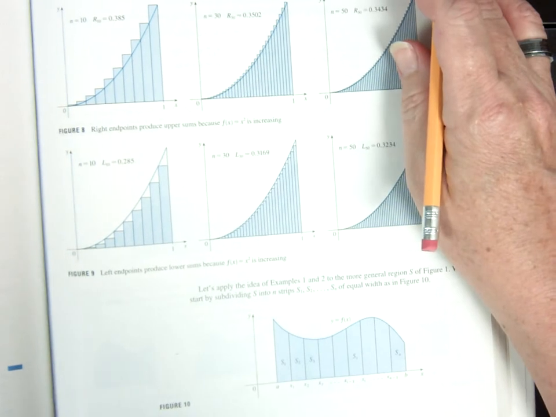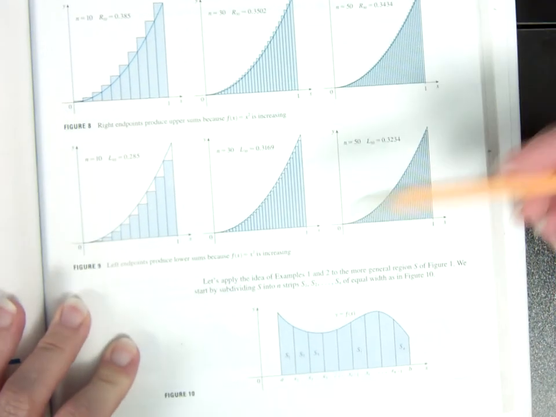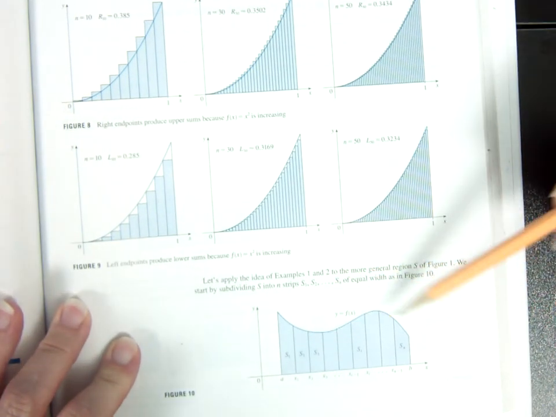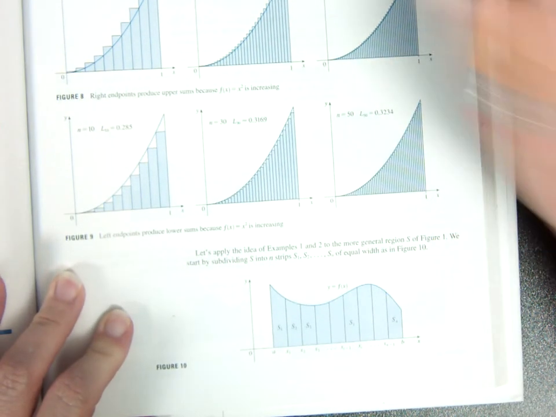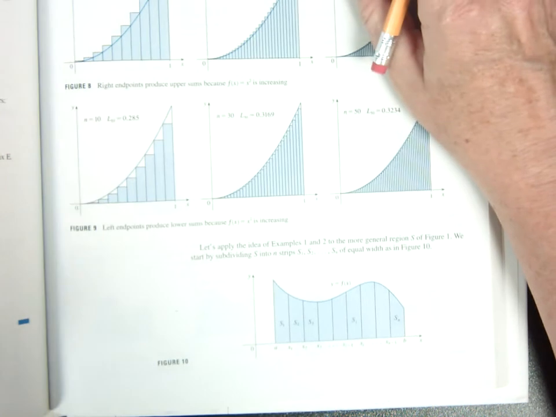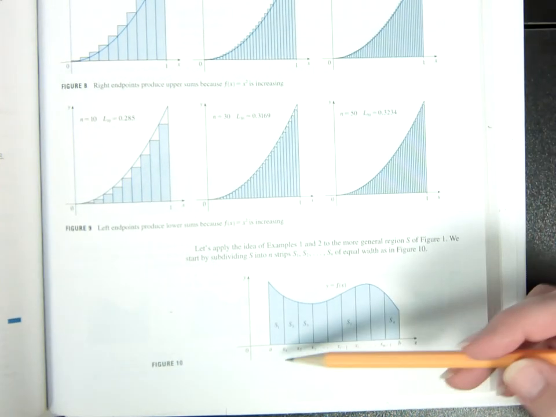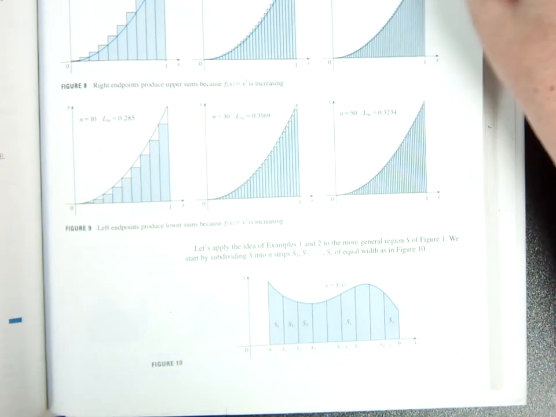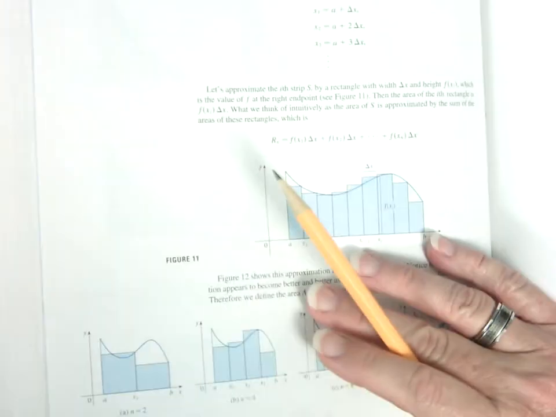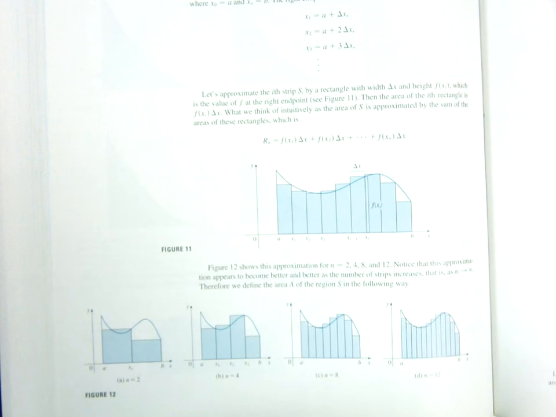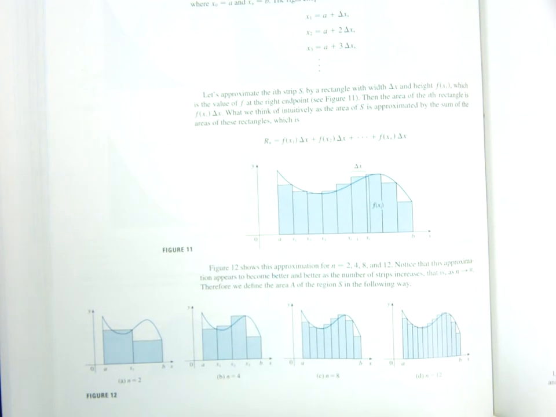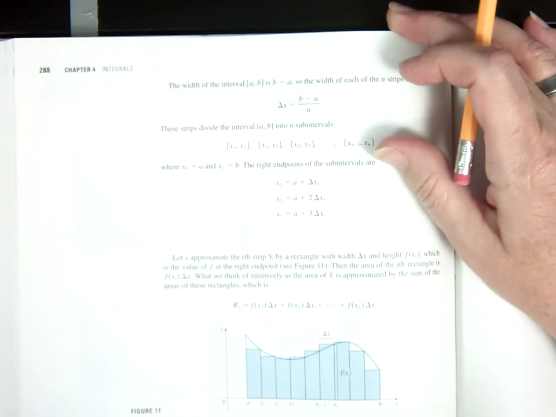Now, let's apply this to the idea of examples 1 and 2. It's not always going to be some nice little parabola curve. We might have something like this. So let's take a look at that. And again, we're going to split it into equal widths. So the widths would be the same, and we're still going to be looking at rectangles. So what would the width of the interval be? Well, that depends on where you're starting and ending.